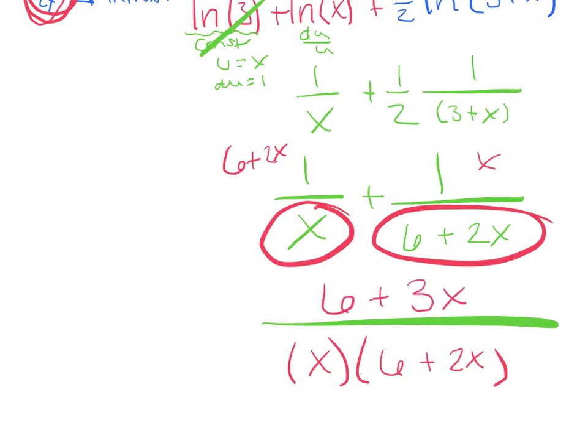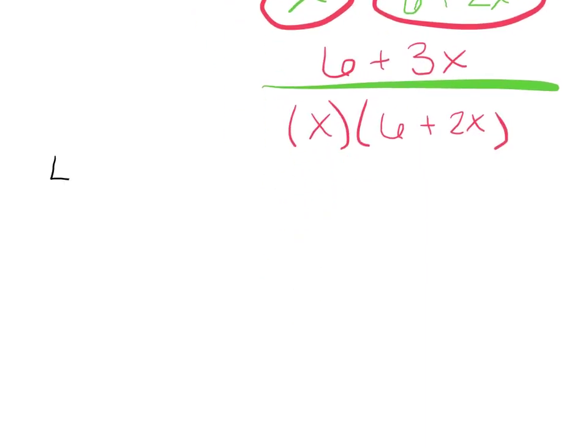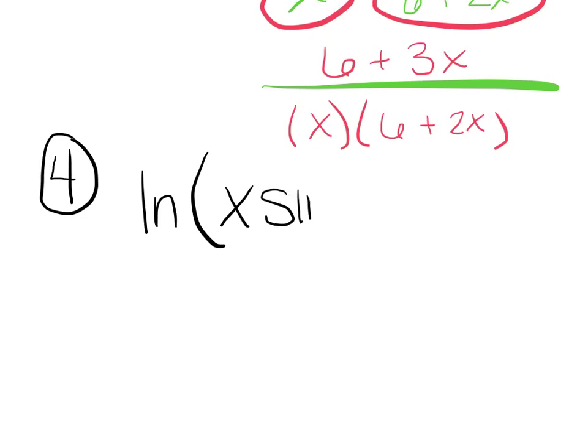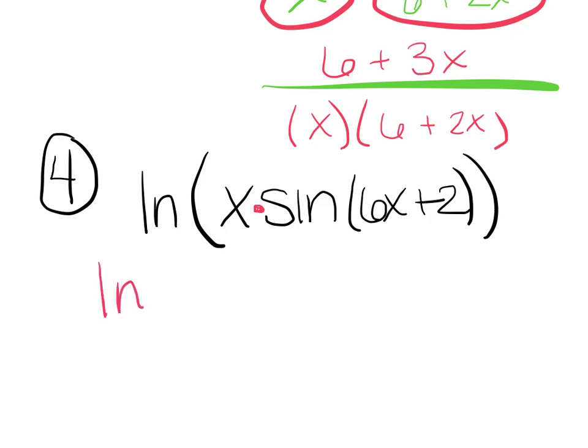All right, let's just try one more ln example where we have to break it up and see if that helps. Let's say we have the ln of x sine 6x plus 2. All right, so again, I could do my du over u, it's just going to be a little messy, or I could say it says x times this quantity, and times is a property. So I'm going to say it's really the ln of x plus the ln of the sine of 6x plus 2.